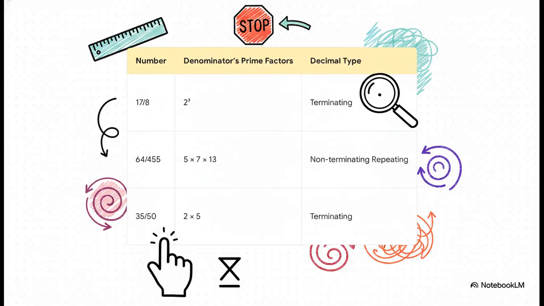This rule is basically a shortcut, a total cheat code. So take 17 over 8. The denominator, 8, is just 2 cubed, only a 2, so it terminates. Done. But now look at 64 over 455. The prime factors of its denominator are 5, 7, and 13. And because of that 7 and that 13, it is guaranteed to be a non-terminating, repeating decimal. It's such a simple check that saves you from doing a ton of long division.